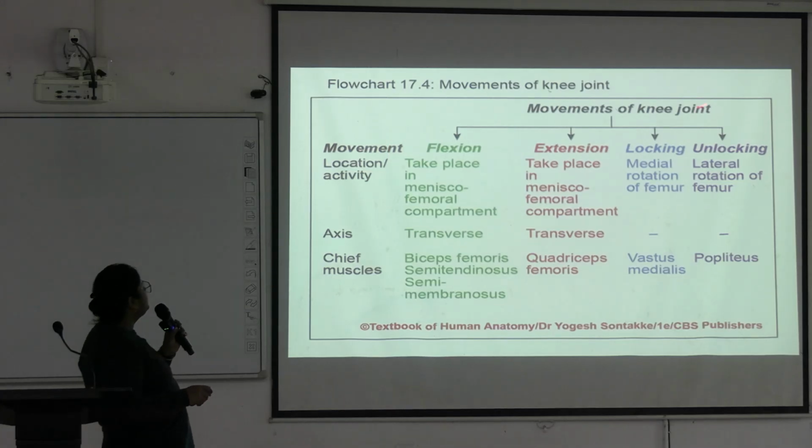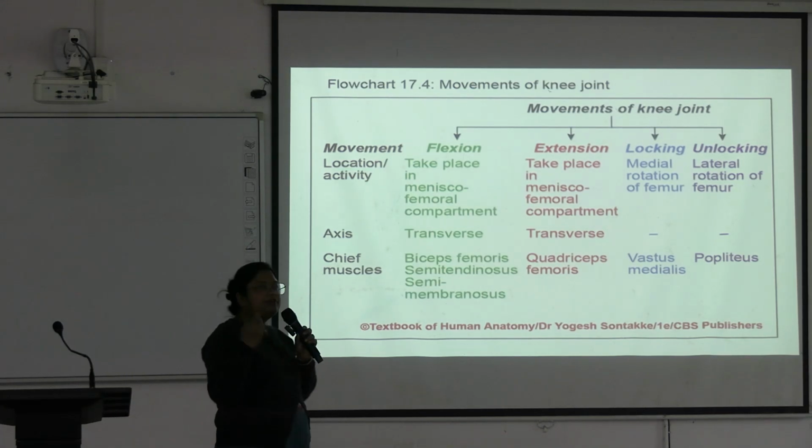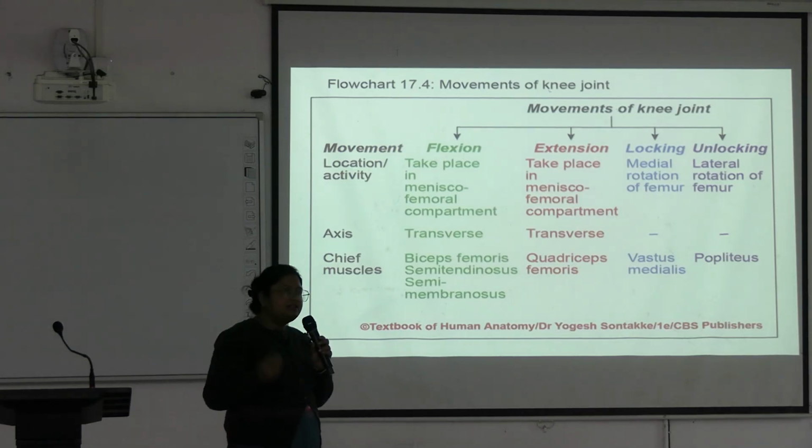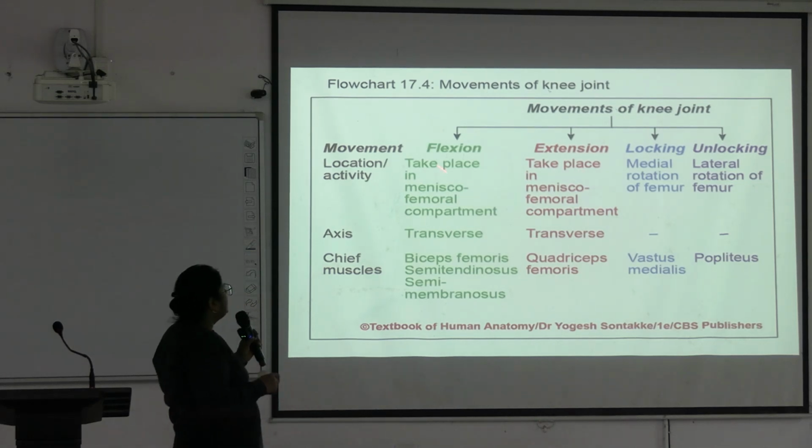So the knee joint is helping in movement, and we will discuss its location for each of the movements. This is the axis and chief muscles involved. First is flexion. Flexion takes place in the meniscofemoral compartment, or upper compartment, of the knee joint. It occurs around a transverse axis, flexion and extension. Both take place in the upper compartment, that is the meniscofemoral compartment.